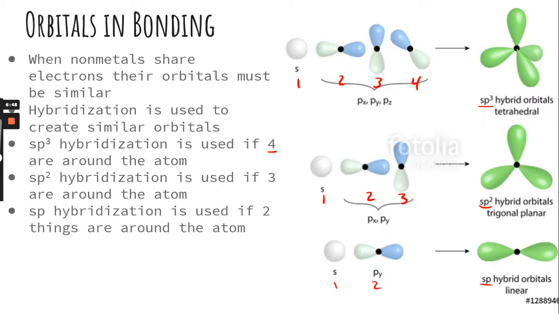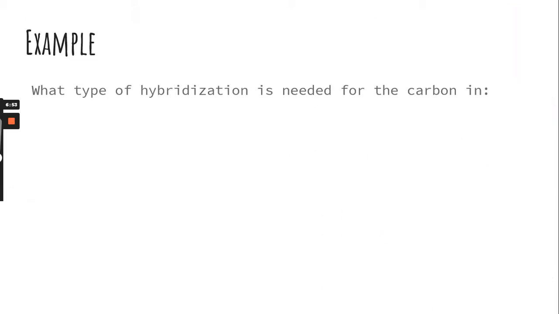So let's take a look at how this is worded in a question, or how we determine this. So our example here: what type of hybridization is needed for the carbon in CH4? Hopefully you remember that CH4 is methane. And so we would have carbon and our 4 hydrogens going around the carbon. So it would look like this. So carbon has 1, 2, 3, 4 places that it needs to bond.